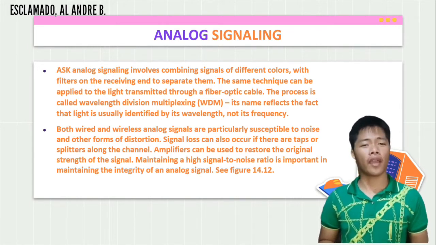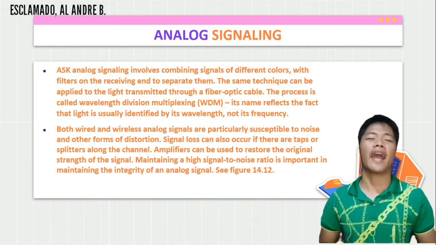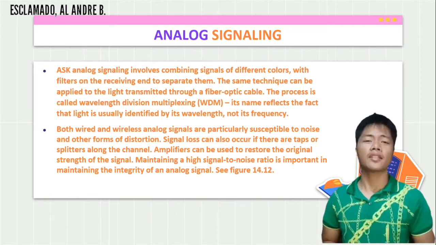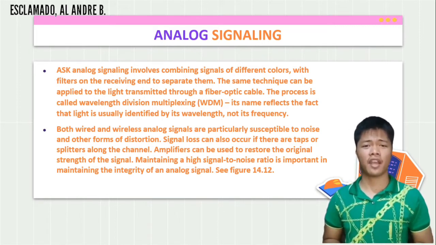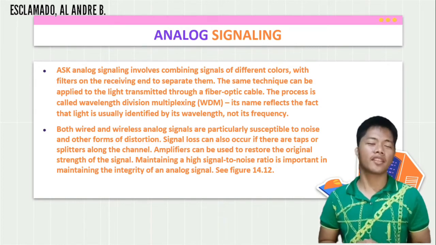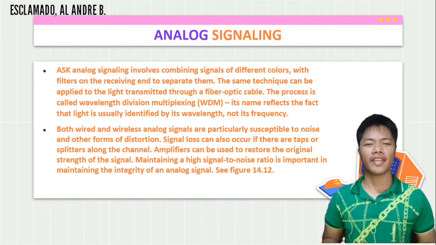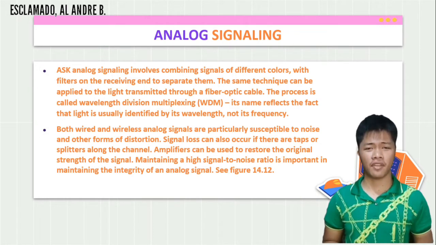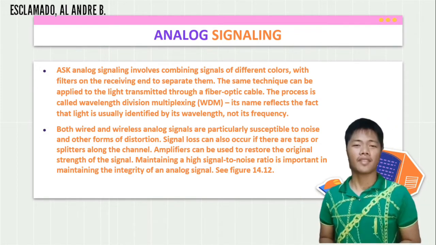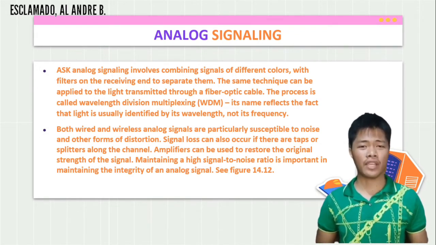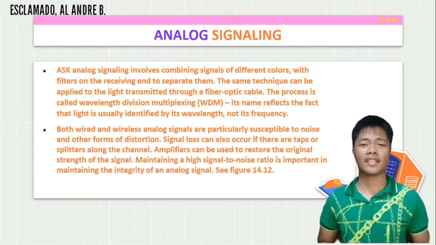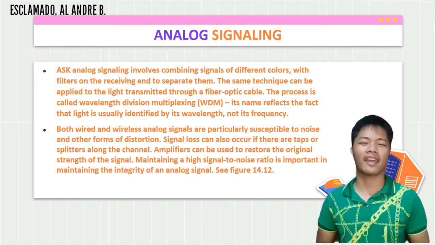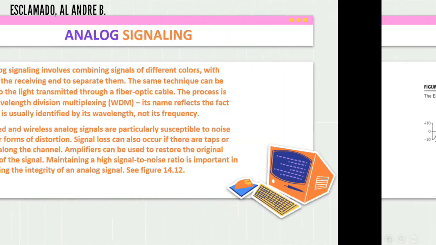Both wired and wireless analog signals are particularly susceptible to noise and other forms of distortion. Signal loss can occur if there are taps or splitters along the channel. Amplifiers can be used to restore the original strength of the signal. Maintaining a high signal-to-noise ratio is important in maintaining the integrity of the analog signal. See figure 14.12.